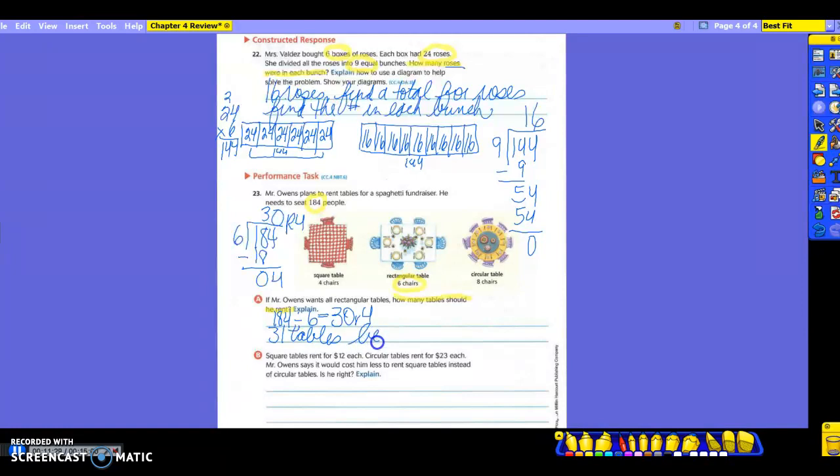So then you're going to say because 30 won't seat everyone. So you're going to have to raise your quotient of 30 by 1 to make sure everyone has a place to sit.